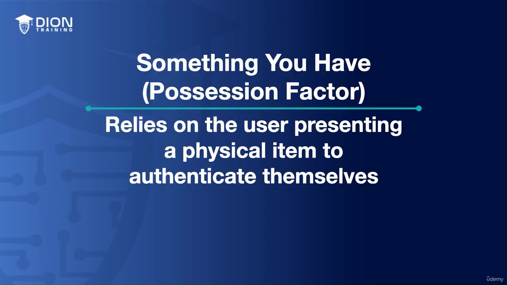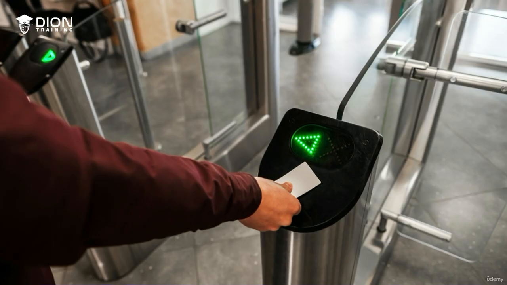Now, second, we have something you have. Something you have is also known as a possession factor, and this relies on the user presenting a physical item to authenticate themselves. If you've ever worked in a large office building, you may have been asked to present your employee identification badge to a security guard for verification whenever you try to enter the building. This is a good example of something you have or a possession factor.